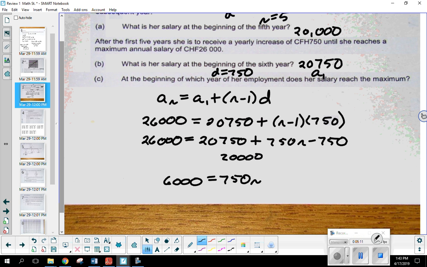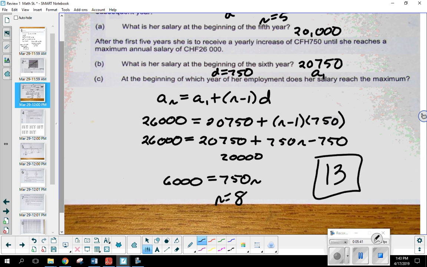So how many years until she reaches that 26,000? Okay, not 12, not 14. Well, we're really close. Now here's the thing. N equals what? 8, right? Okay, but now we're going to add on the previous 5 years because this started with her 6th year. So the 8 plus 5 would actually give me 13.